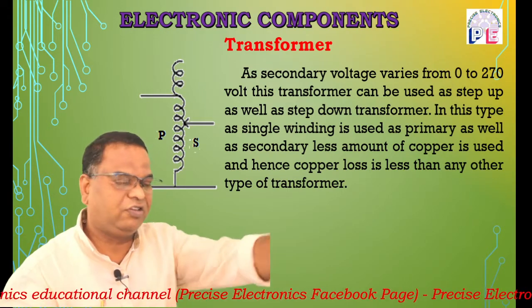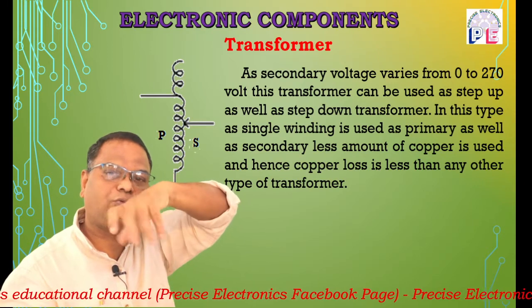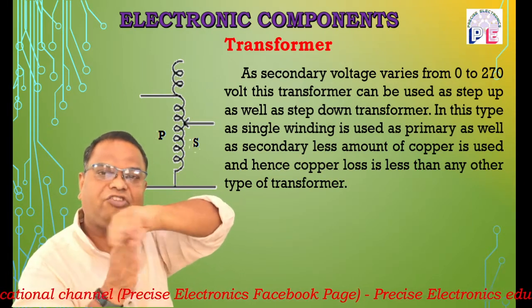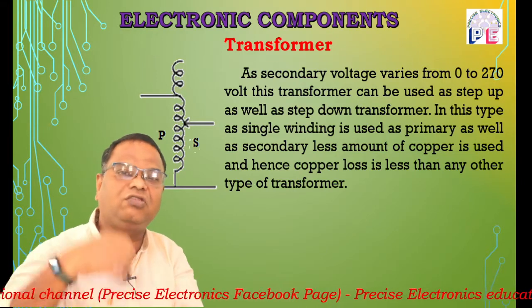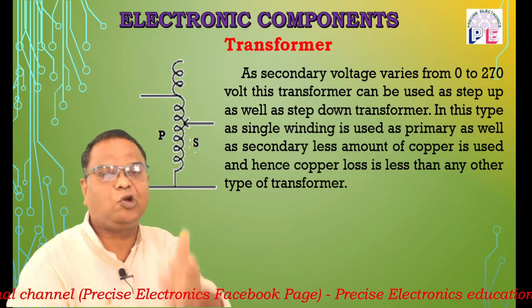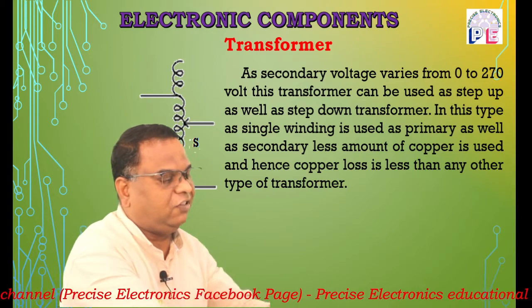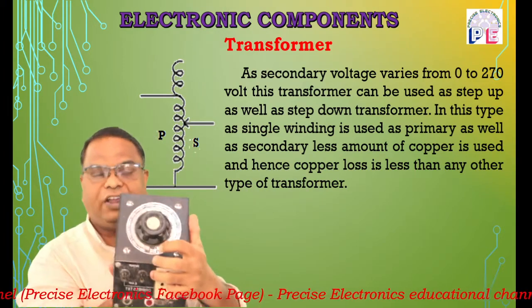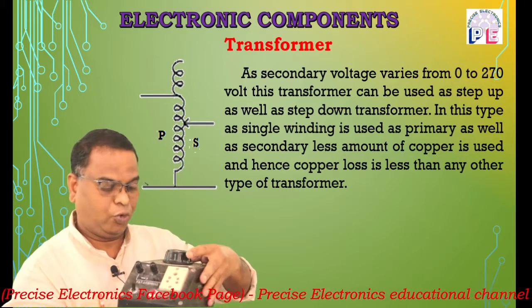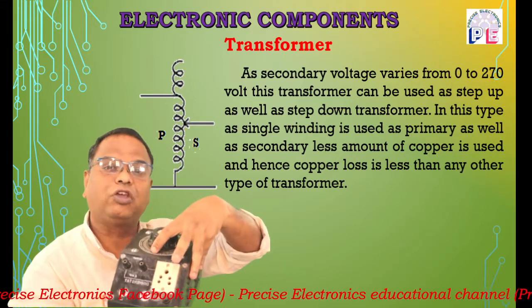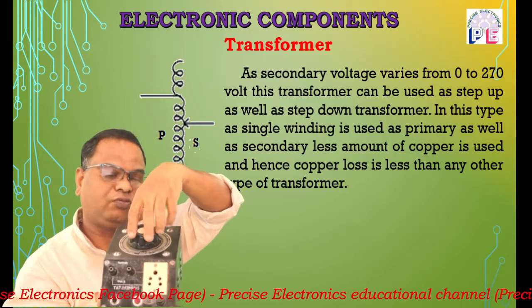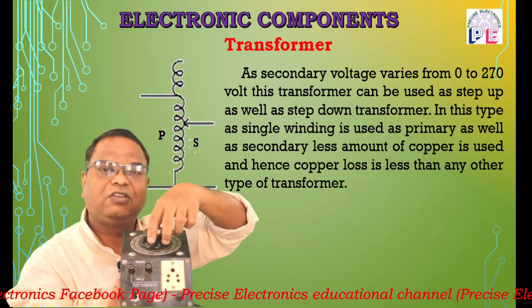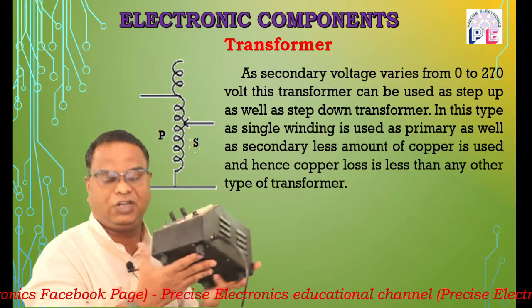When we change the position of that shaft, that is the wiper, the number of turns on the secondary coil changes, and when the number of turns changes, obviously the output potential also changes. In this type of transformer, the output voltage varies from 0 volt to the maximum potential, in this case 270 volt. We can change the output potential from 0 to 270 volt. That is the auto transformer, known as a dimmerstat.